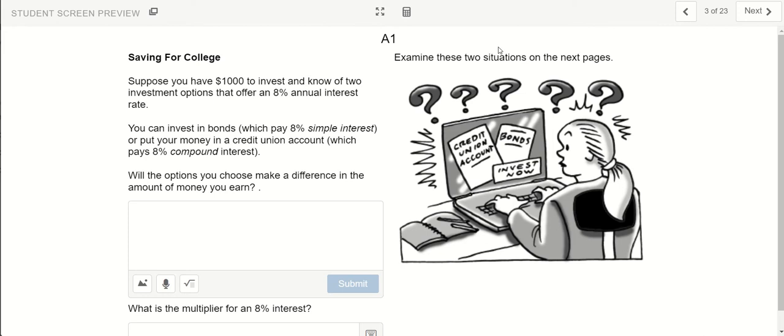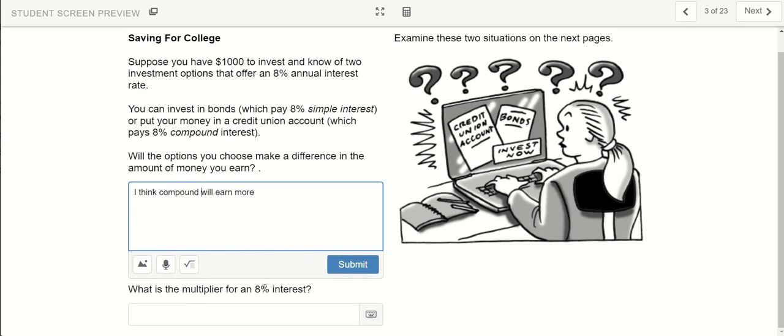Okay. So for the first one, here we're going to be looking at some real-world examples of interest rates. Our first example is going to be something called simple interest. Here, can you guys make a prediction? Do you think simple interest or compound interest is going to earn us more money? Again, this is just a prediction. You can think that I think simple will earn more, or you can think compound will earn more. Just make a guess, and then we'll figure it out on the next couple of pages.